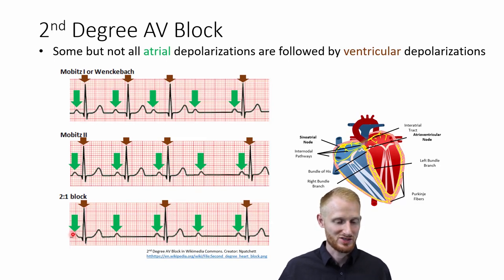And then the last one here is just showing a 2-1 block, which means normal, missing, normal, missing, normal, and then it'd be another missing. So that's why we call it 2-1.